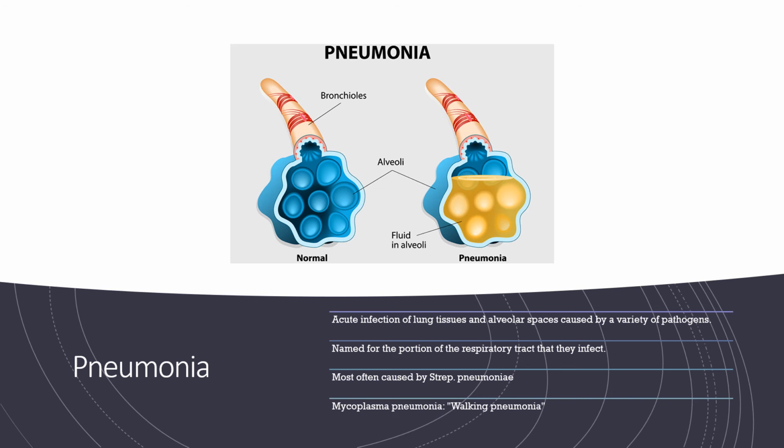Mycoplasmal pneumonia is caused by Mycoplasma pneumoniae, and it doesn't grow under the same conditions as other pneumonia-causing bacterial species. It's frequently misidentified as a viral strain, and we typically refer to this type of pneumonia as walking pneumonia.